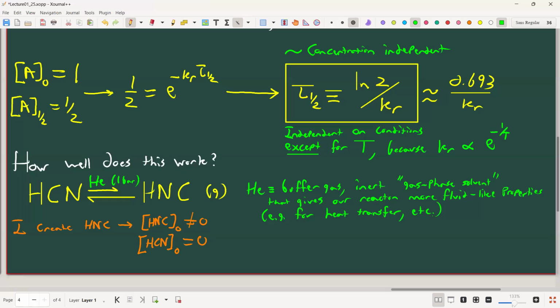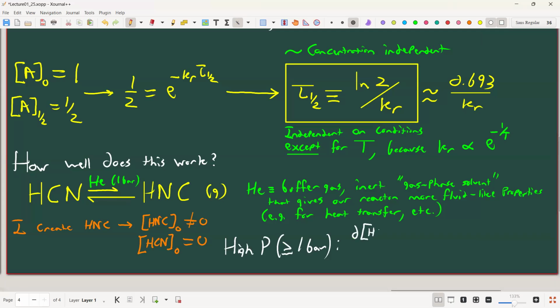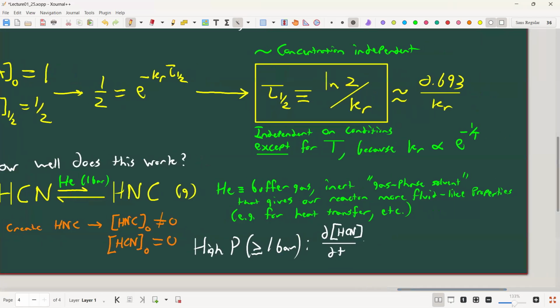And then you go do this experiment, you ask the question, well, what kind of reaction order do we get? Okay, so we go to high pressure, let's say greater than 1 bar, kind of on the order of 1 bar. And we measure the formation of HCN, because HNC is being formed first. And we find that this forms exactly the way we expect. First order.